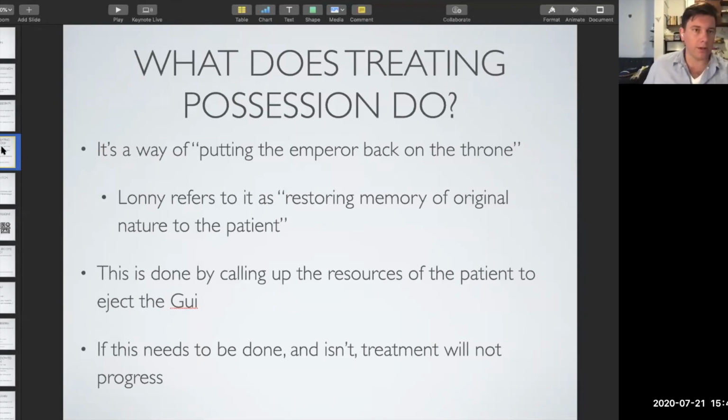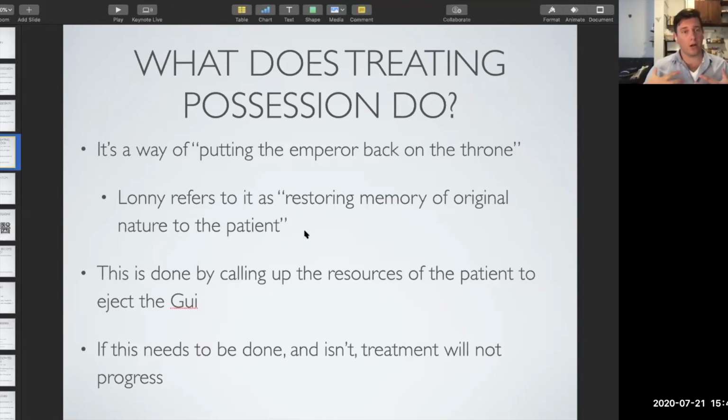And the treatment for this, so you talk about treatment principles, and then we talk about treatment. So a treatment principle might be like drain damp. And then the treatment is how we do that. And in this case, the treatment of possession is called putting the emperor back on the throne. With the idea being that we want to reconnect, we want to make sure that the person's spirits are aligned properly with their body. Lonnie uses this line, restoring memory of original nature to the patient.